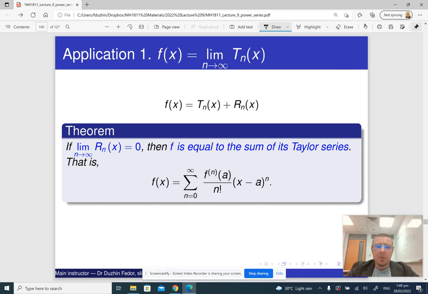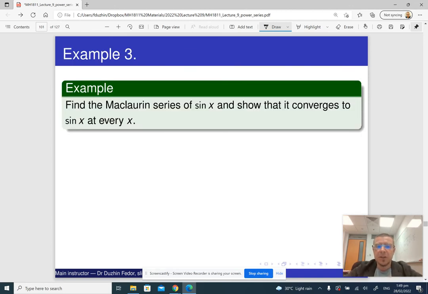And now we're going to apply this theorem to derive Taylor series expansions for trigonometric and for exponential functions. Okay, so find the Maclaurin series of sine x and show that it converges to sine x at every x, right? Finding the Maclaurin series of sine x is not really that hard.